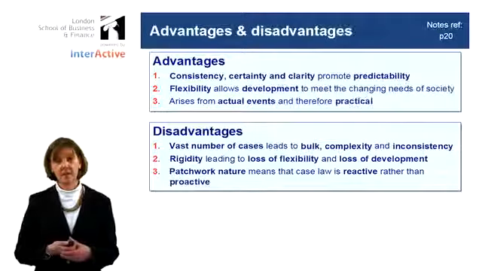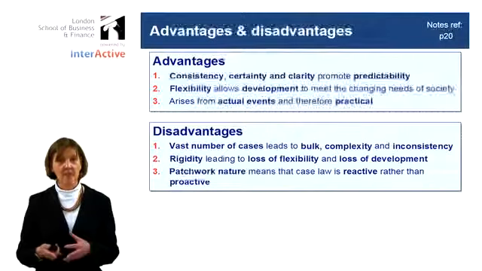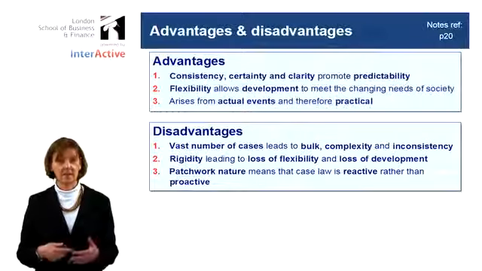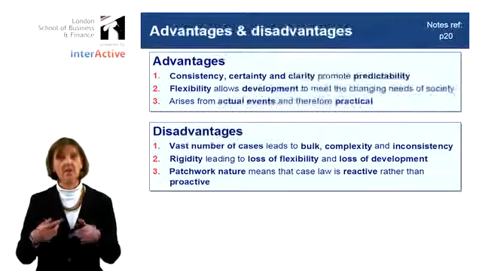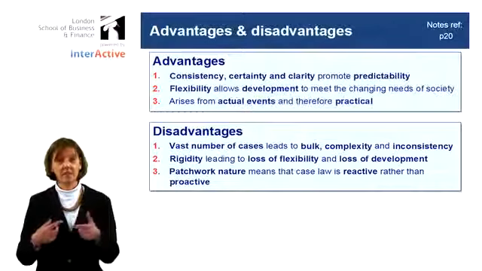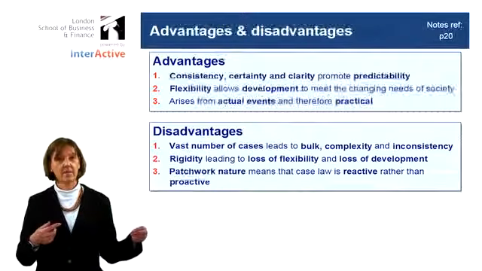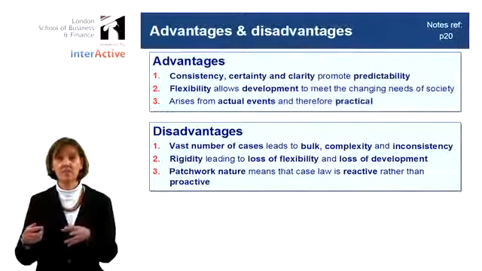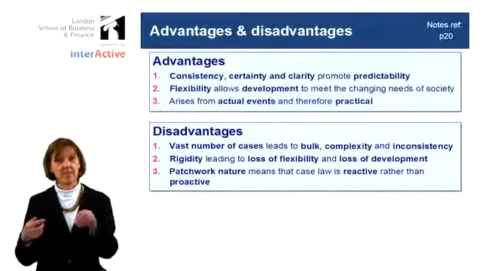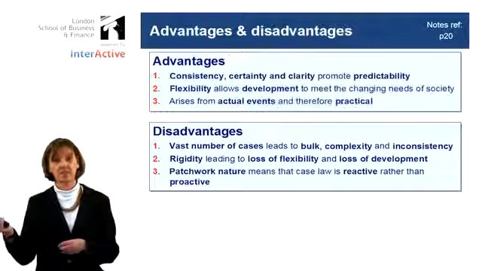I am quite often asked for a bit of explanation of the third disadvantage. Patchwork nature means that case law is reactive rather than proactive. In that, it's only when some facts have arisen does the case law then get developed. If there's no case on a point, we don't know what the legal result is. Case law reacts to facts rather than predicts for the future.